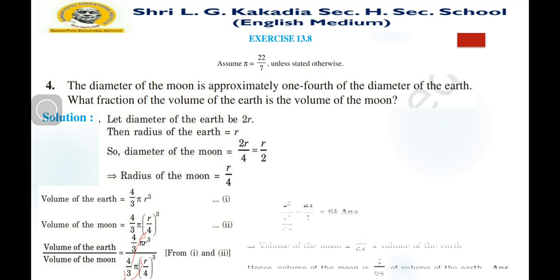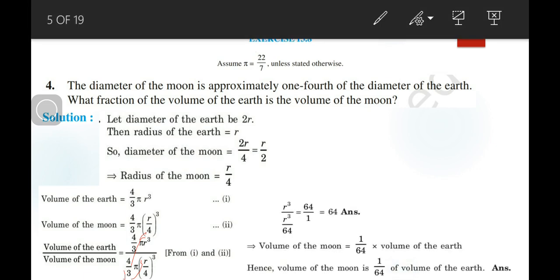Next step, we get r cube by r cube. After taking the cube of r and 4, we can find r cube by 64. r cube will be cancelled. Here the denominator of the denominator will be in the numerator, so we get 64.